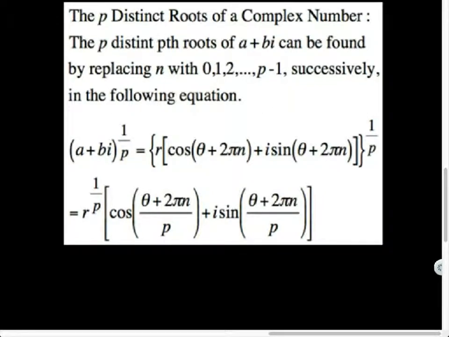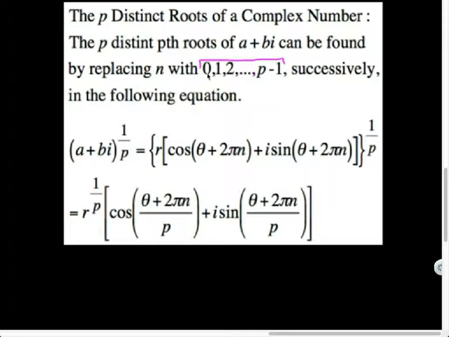Because that's the distinct root. I started counting at 0. If I started counting at 1, then I would have had to go all the way to p. But if I start counting at 0 and I still want p of them, then p minus 1 is where I'd have to stop counting. So if this was a 6th root or a 1/6 power, then I would stop counting at 5.